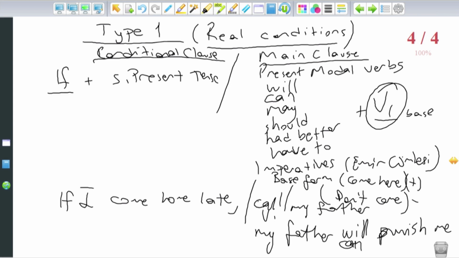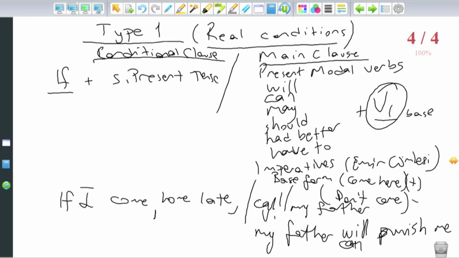Just use the present one. We cannot use past modal verbs. Okay, don't forget that one. I cannot say would or could. And in that sentence, I can never use the modal verbs, especially will and would. Okay, don't forget it.